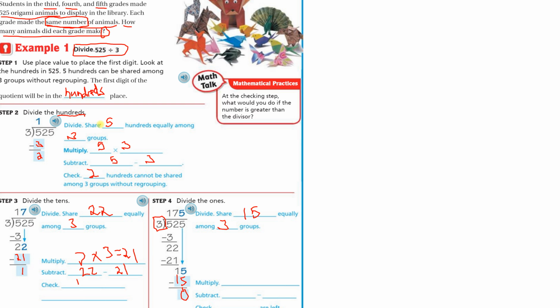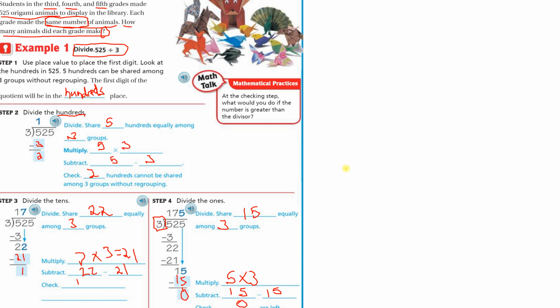So you'll notice on all of these, share 500s among 3 groups. Share 22, and it would be 22 tens equally among the 3 groups. And then share 15 equally among the, we're always going back to the 3 groups because 3 is our divisor. Okay. So I multiplied, I already did that step, 5 times 3, subtract 15 minus 15, check, 0 are left. Okay, 0 left over, so no remainder.